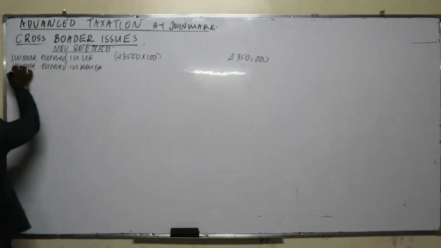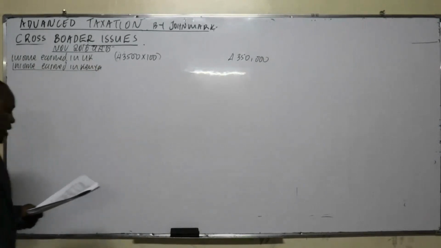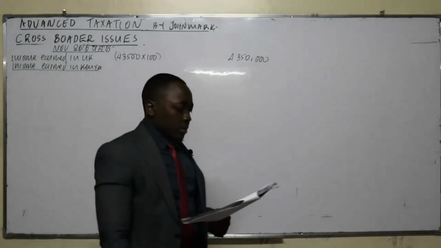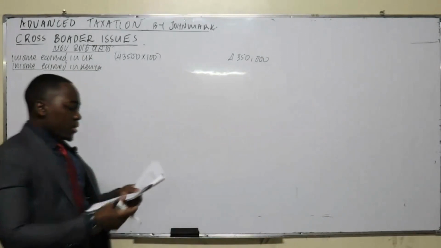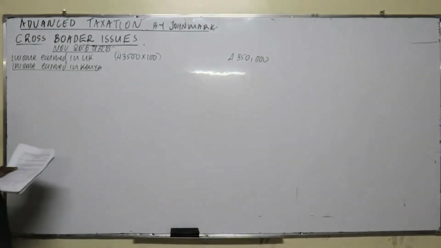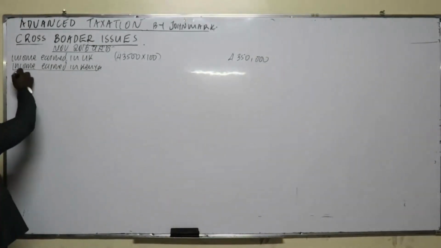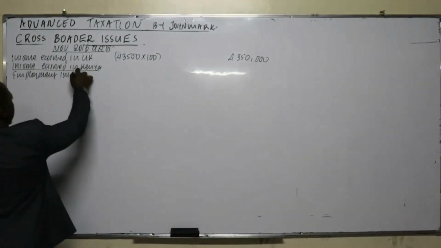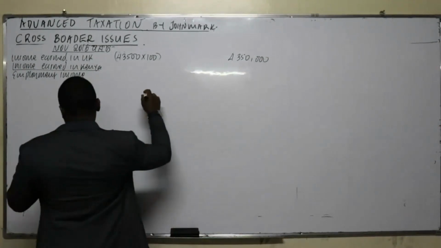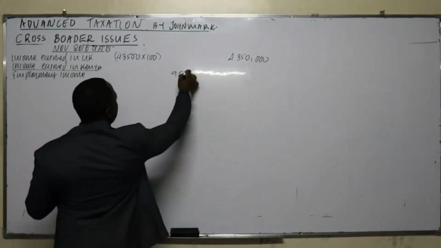Income earned in Kenya. For the income earned in Kenya, there was employment income. We have been told that his employment income in Kenya was 950,000. So number one, there was employment income, an amount of 950.